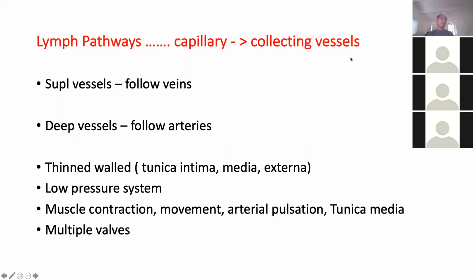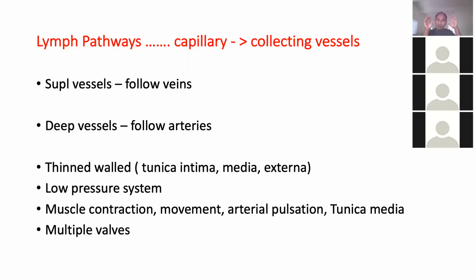And when we talk about the vessels, superficial lymphatic vessels will follow the veins, and deep lymphatic vessels usually follow the deep arteries, because arteries are deeper. Brachial artery is deep inside. Abdominal aorta is deep inside. So deep lymphatic vessels will follow the arteries. Superficial lymphatic vessels will follow the veins, because they are just a combination of the capillaries.